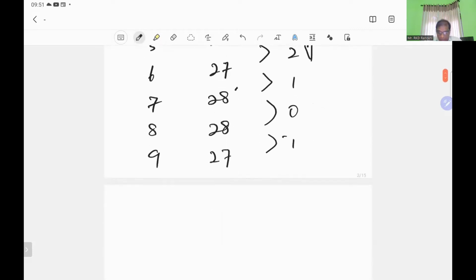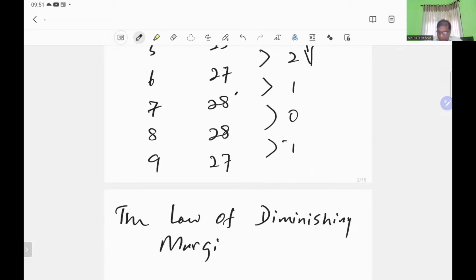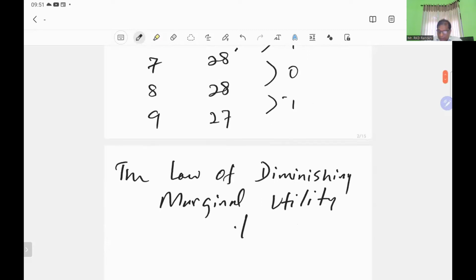Then there is a law, the law of diminishing marginal utility theory. There is a principle, that is the law.